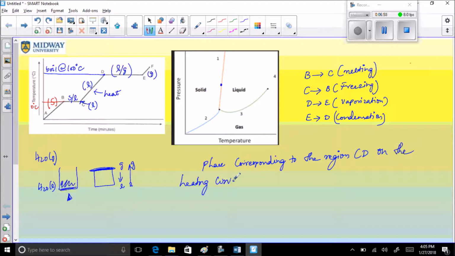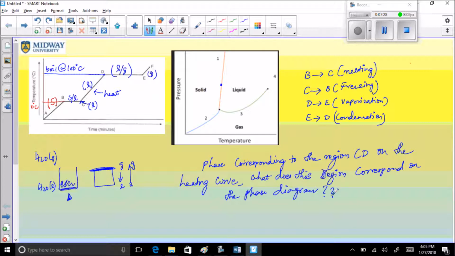On the heating curve. Okay, this is the heating curve. Phase corresponding to the region CD on the heating curve. What does this correspond to? What does this region correspond to on the phase diagram?